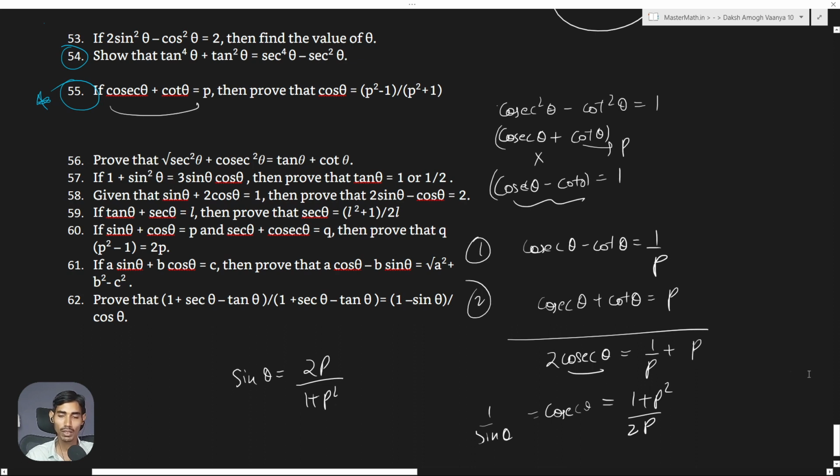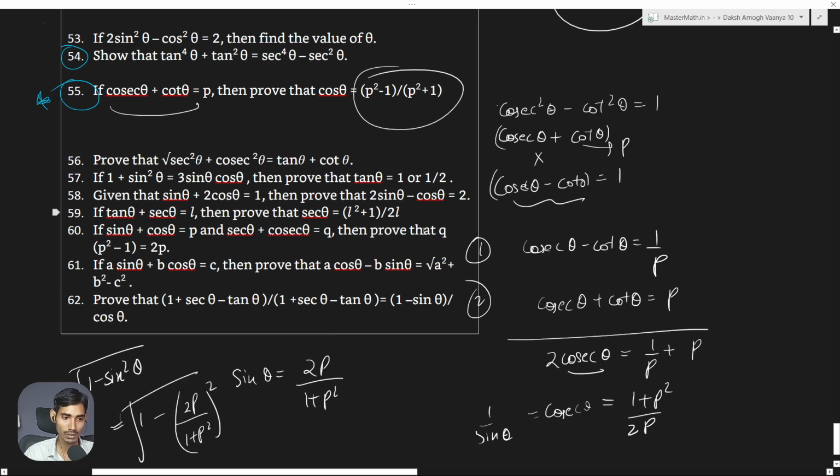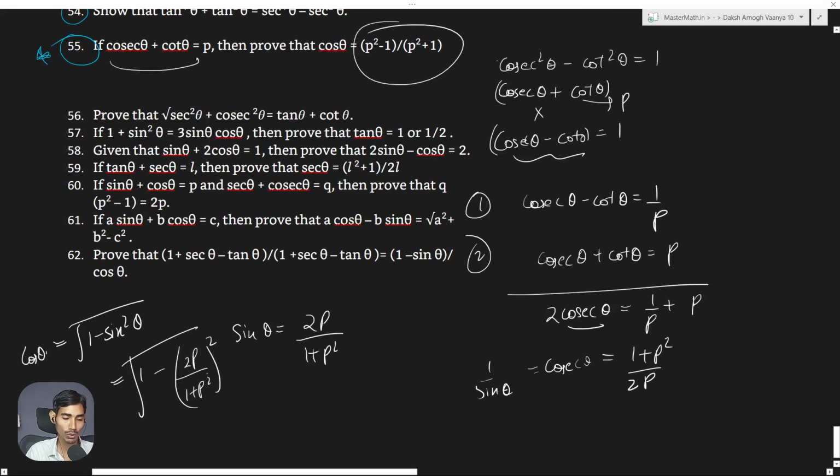So a square minus b square, then a plus b is p. Got the a minus b value 1 by p. Added these two equations. I got the cosecant value, which gives us sine theta. Now if sine theta is there, we can find the square root of 1 minus sine square theta to get the cos theta value. And if you solve that, you will get it. 1 minus 2p by 1 plus p square whole square. You can simplify this and you will get the answer. Just note this down and simplify this. You will get a square term and all. But that's what we have.